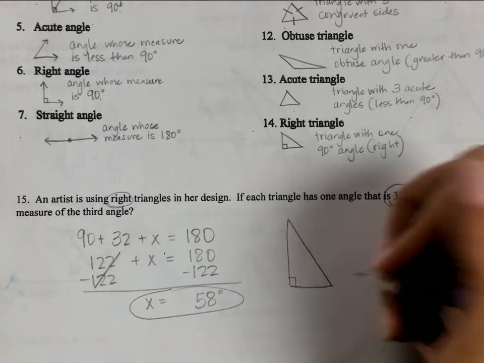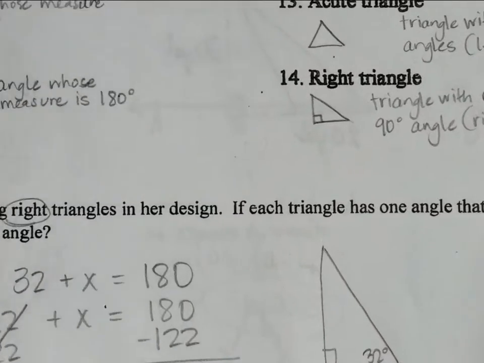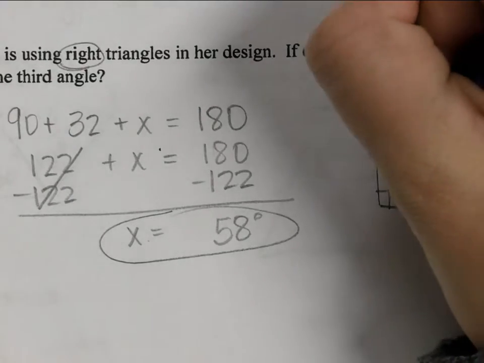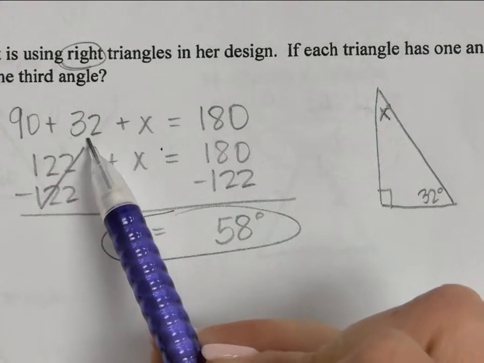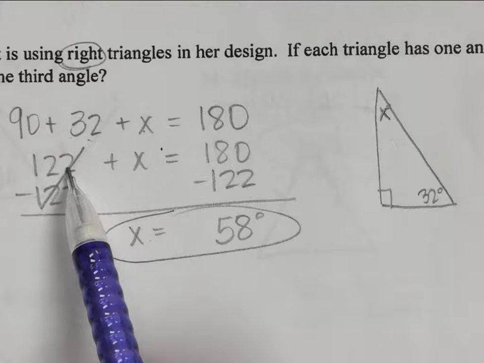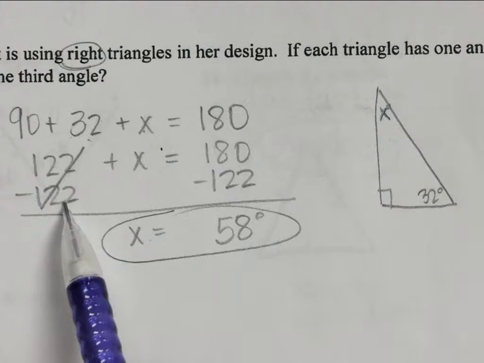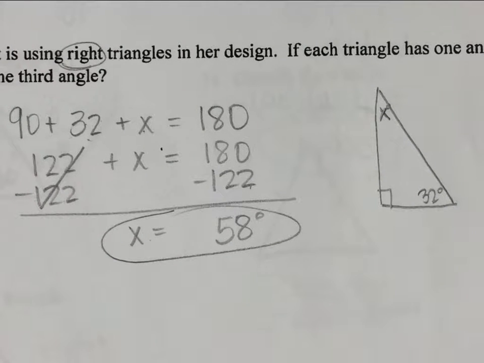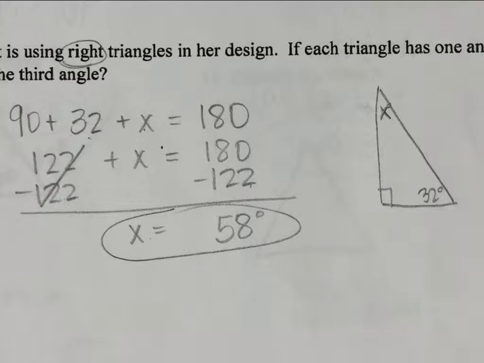And then they tell you that one of the measures is 32 degrees. Zoom up a little bit. So then that means you're trying to find this other angle. So x. So that means you have 90 plus 32 plus x equals 180. Add your 90 and your 32 and you get 122 plus x equals 180. And then you have a one-step equation. So you're subtracting 122 from both sides and x equals 58. So if you need to draw a picture first to help you figure it out, that's fine. Does anybody have a question on that problem?